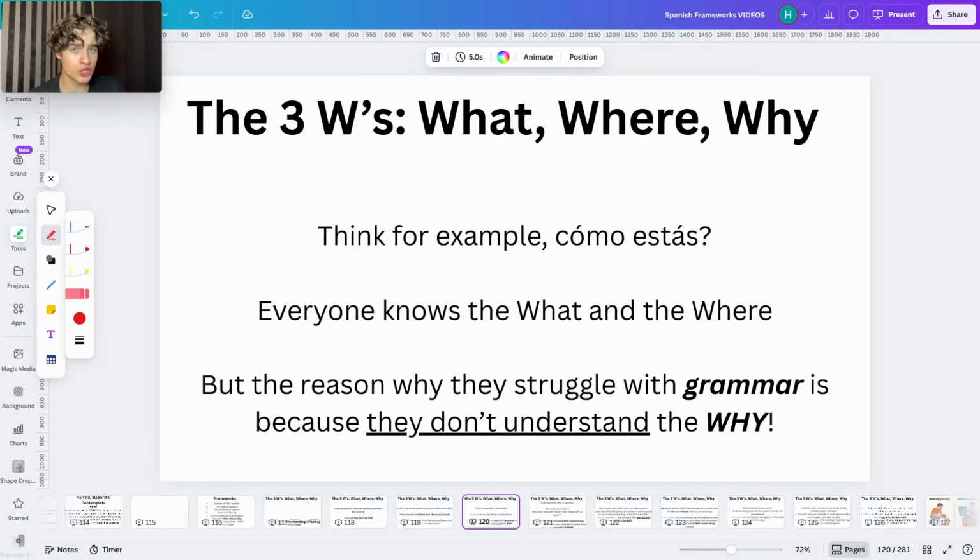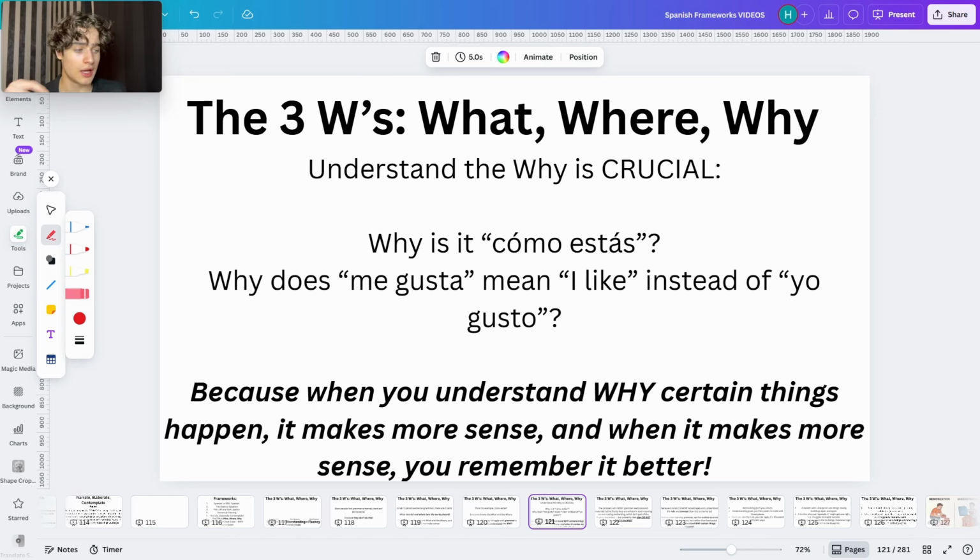But the reason why they struggle with grammar, and the reason why you're probably struggling with grammar, is because you don't understand the why, okay? You don't understand the logic of the language. And understanding the why is crucial because when you understand why certain things happen, then it makes more sense. And when it makes more sense, you remember it better. Because humans are logical creatures. We prefer logic. We prefer things making sense.